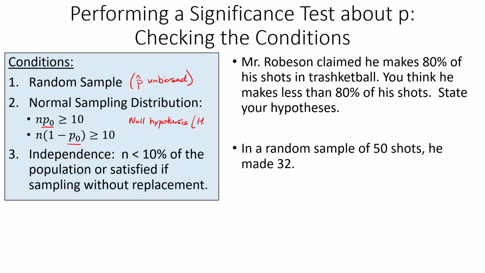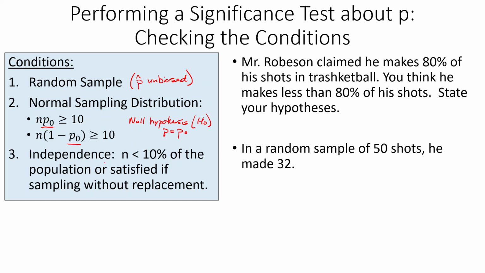In other words, the null hypothesis p. So we'll have p equal to something, p naught. That's what we're going to use because as far as we know, that's the actual p for the population. So we're going to use that when we're checking our normal conditions.